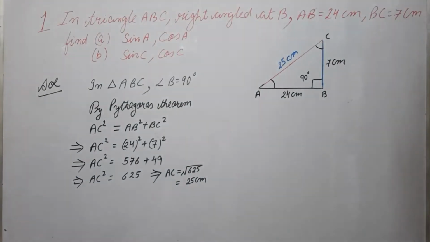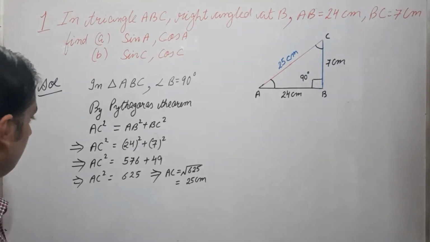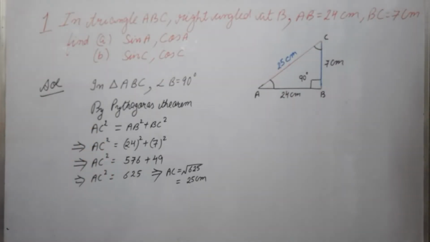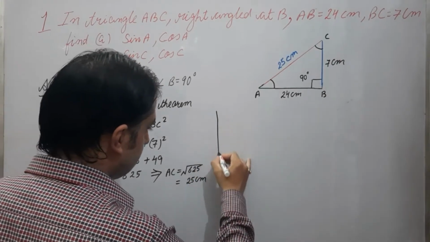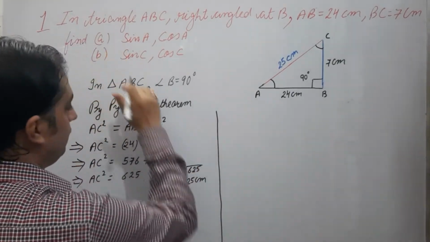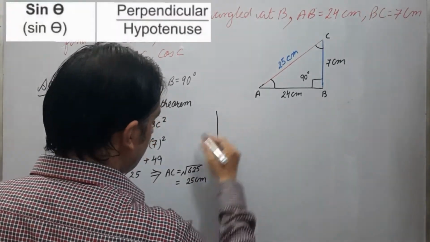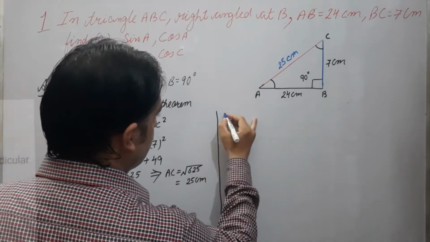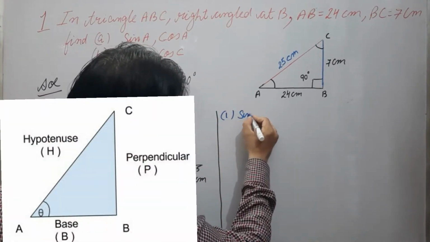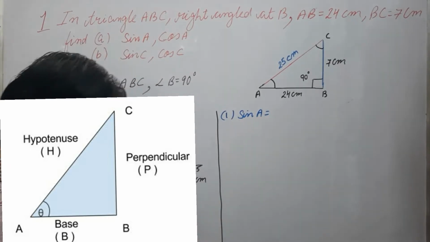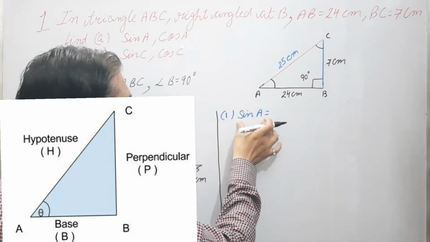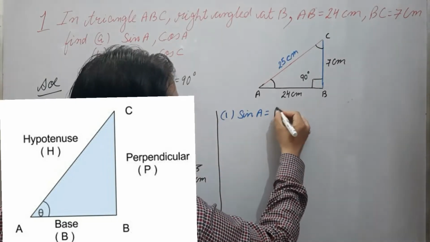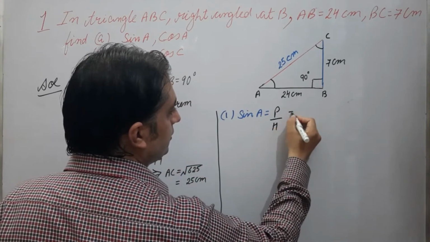Sine and cosine, right? So first find the T ratio sine. This is the sine of the angle. Sine, you know, is a ratio of the lengths of the sides, but which lengths? One is the perpendicular and the other is the hypotenuse.